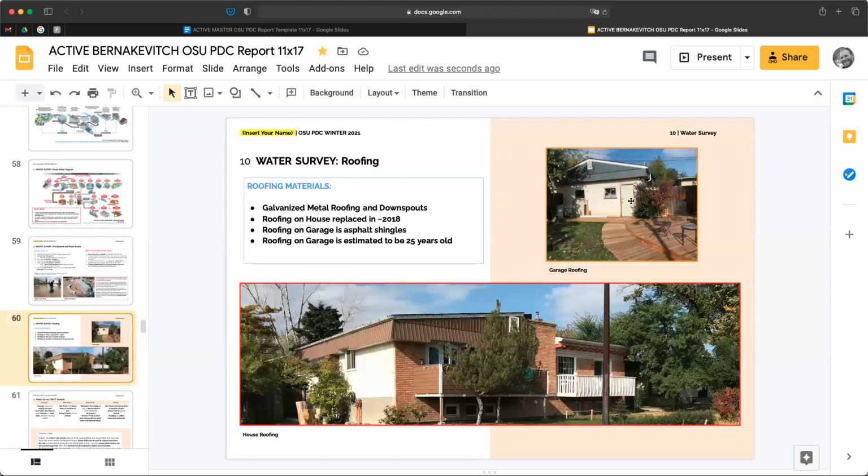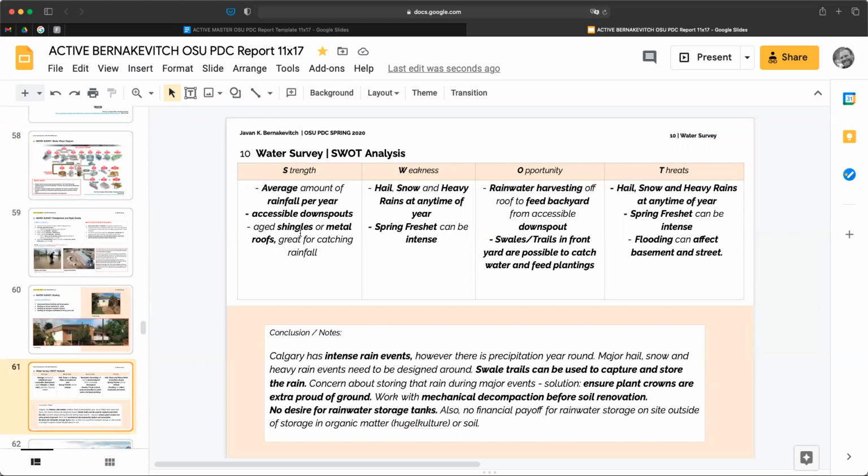Finally, we're taking a look at roofing. So what's the roofing of both? Metal roofing, shingles, how old are they? When were they replaced? Things of that nature. And then we take a look at our SWOT analysis again.